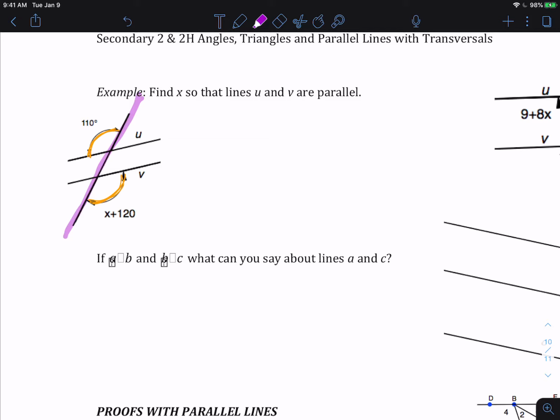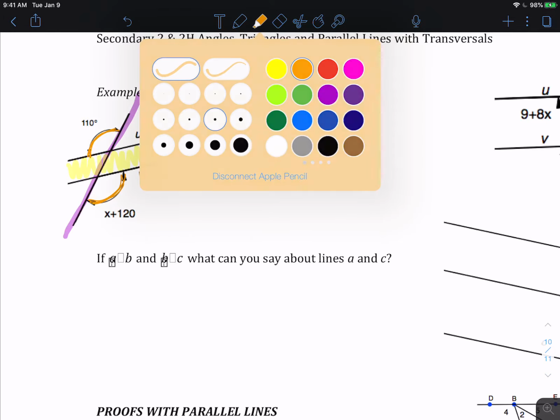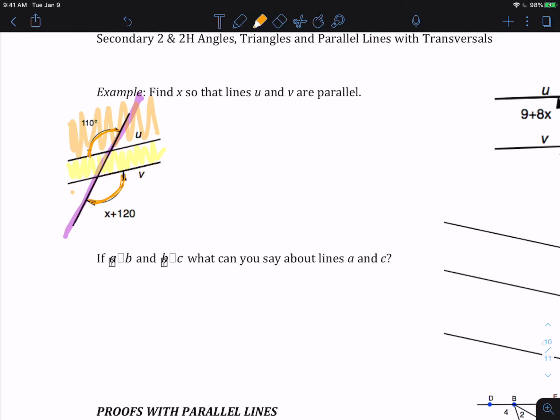Now notice on this picture that we have no arrows to show that these lines are parallel. So we're trying to show that these would be parallel if these two angles are congruent. These two angles are on the opposite sides of the transversal and they're on the exterior. Remember that this is the interior of the parallel lines and this is the exterior.